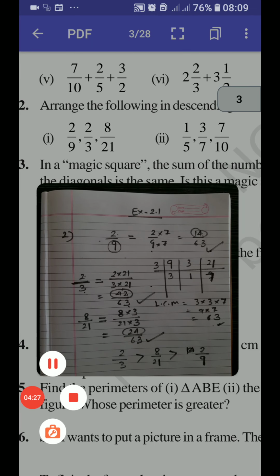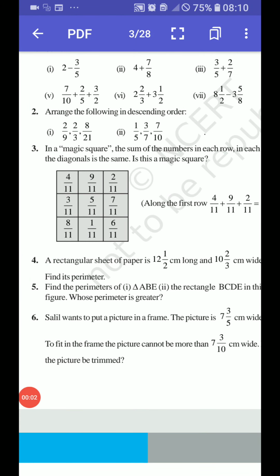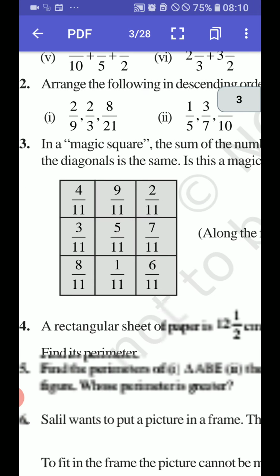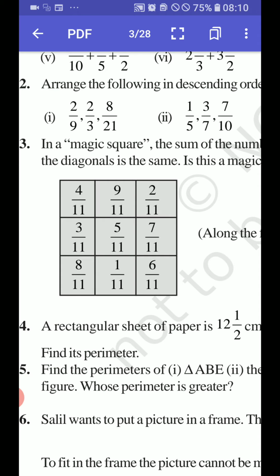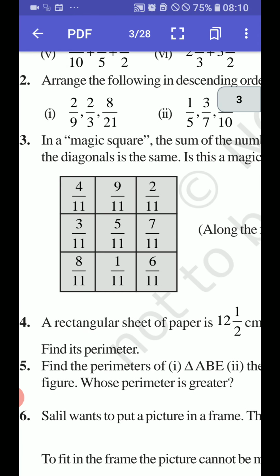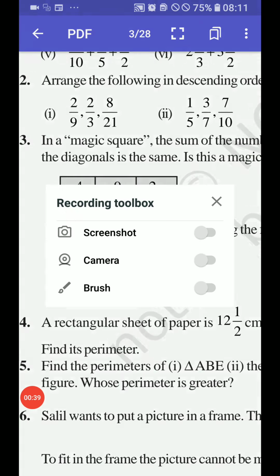Now come to the question number 3. In a magic square, the sum of the numbers in each row, in each column and along the diagonal is the same. If this is a magic square, for this you will add all the fractions row wise, column wise and diagonal wise, right? Let us see how to find this.